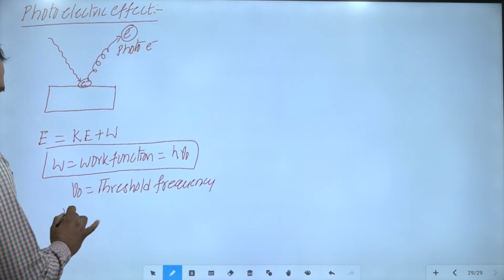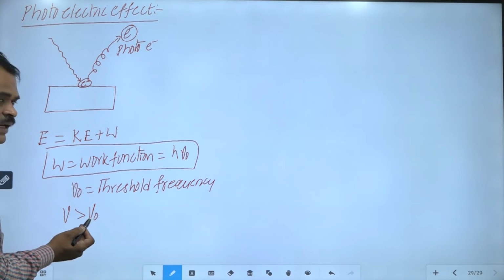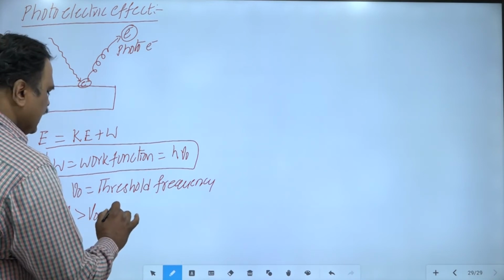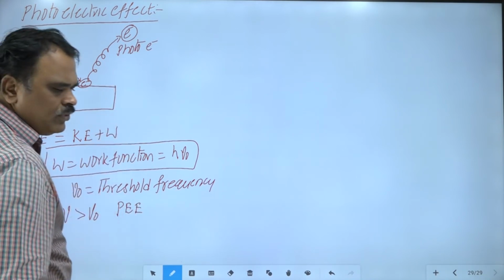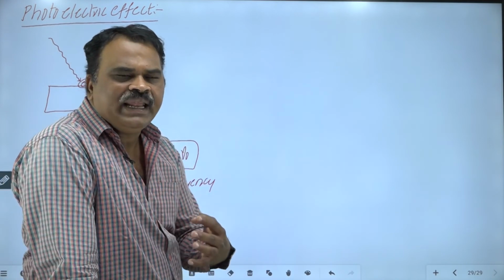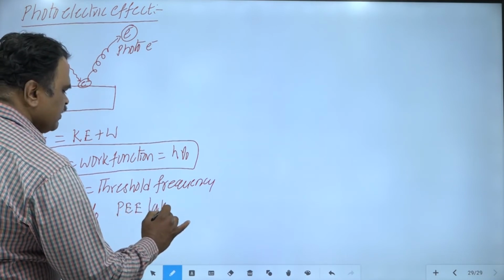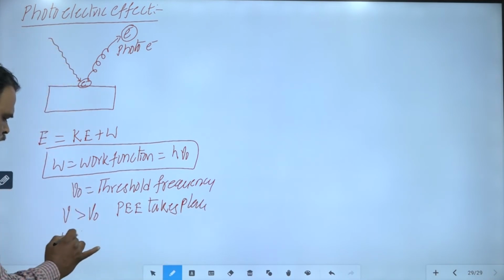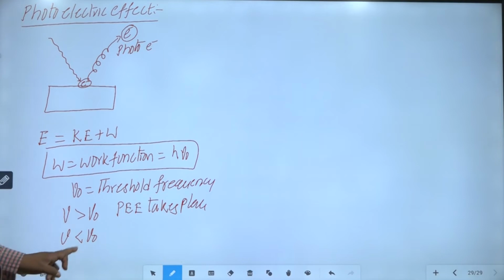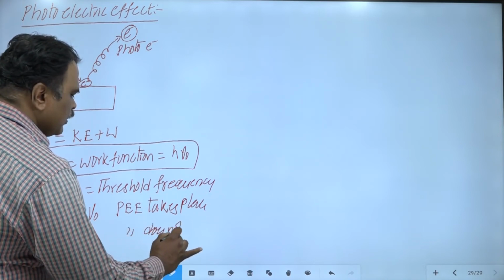Nu is greater than nu naught: incident frequency is more than the required threshold frequency, so photoelectric effect takes place, and the photoelectron has some kinetic energy. Nu less than nu naught: threshold frequency is more than the incident frequency, so photoelectric effect does not take place.